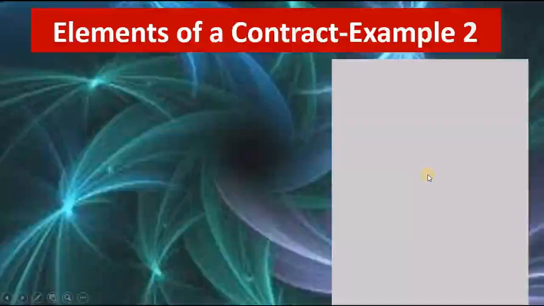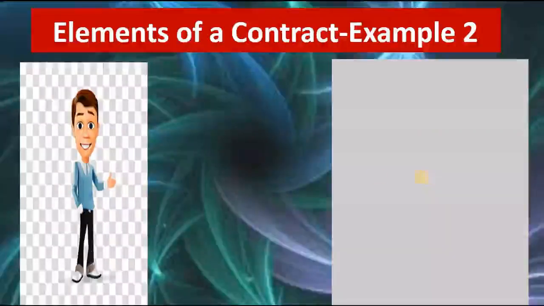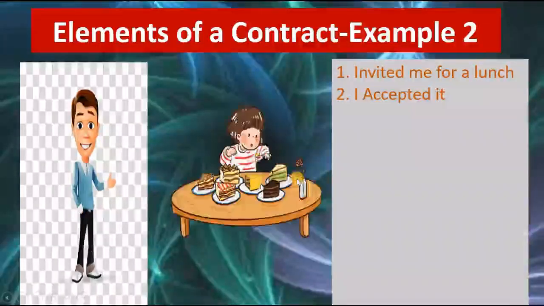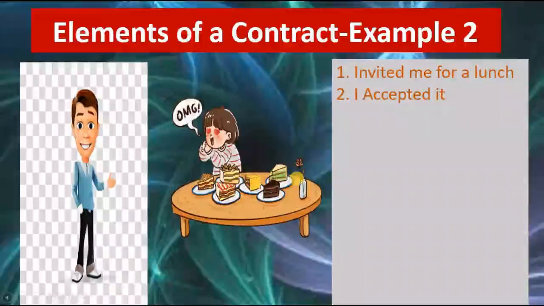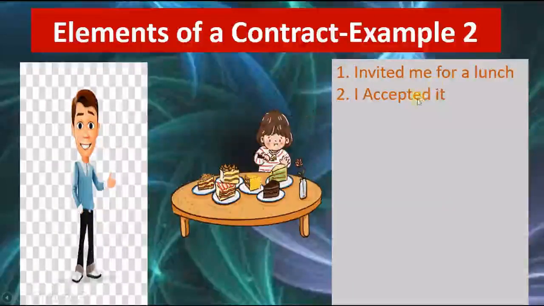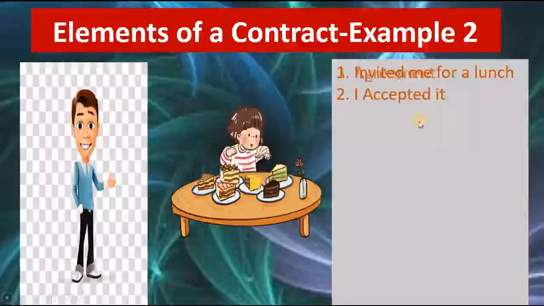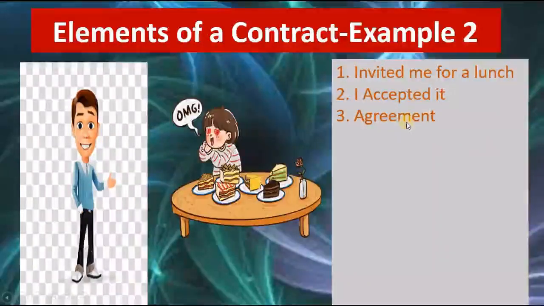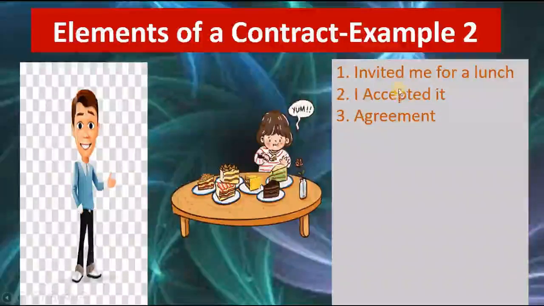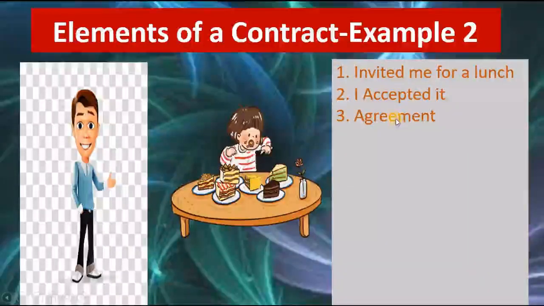So let us see one more example. Assume that Mr. Ashok invites me for lunch. With the imagination of a great lunch, I accepted the proposal. Here, inviting me for lunch is an offer, and acceptance by me is an acceptance. So it can be called an agreement, right? Agreement means a promise. Promise means acceptance plus proposal or offer. So it can be called an agreement.